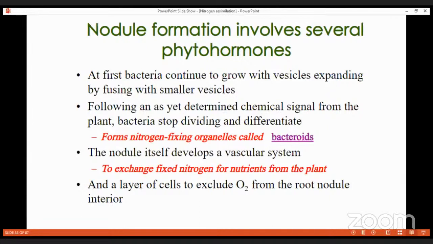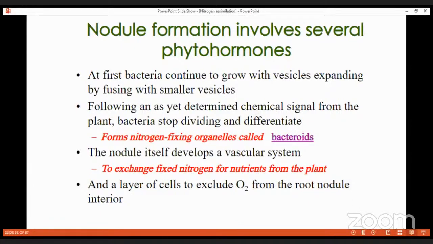At first, bacteria continue to grow in the vesicles, expanding by fusing with smaller vesicles. So the vesicles are already released, and if the bacteria have to grow, these small vesicles will fuse together and form large vesicles within the zone of infection. Then after that, different chemical signals are released from the plant to stop the bacteria from dividing and to differentiate. So this whole zone of infection is now inhabited by different rhizobium bacteria, and this zone of nitrogen fixing bacteria is called bacteroids. Basically it is an organelle which is fixing the nitrogen.